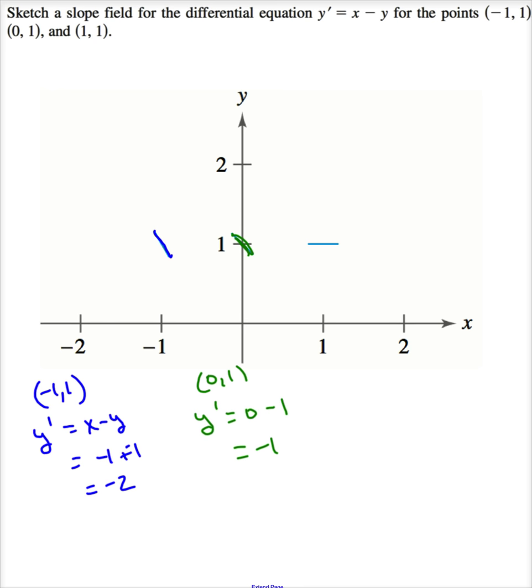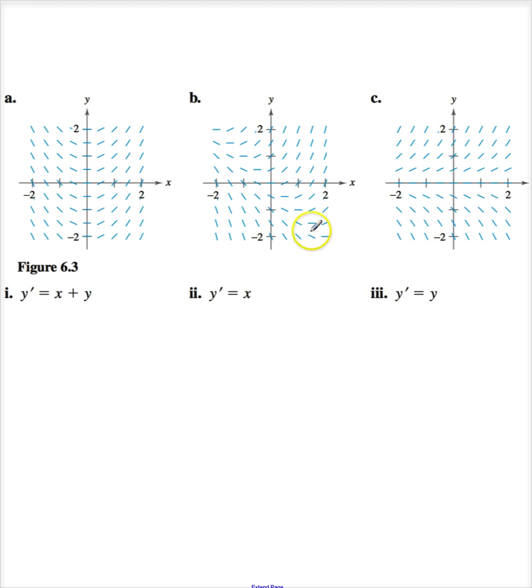Now for my last point, (1, 1), I come in and I put in y prime is equal to x, which is 1, minus y, which is 1, which is 0. So I come over to (1, 1), and I put in a short dash that has a slope of 0. Now horizontal slopes, or when y prime is 0, are very important, and I want you to use that to try to match these up.